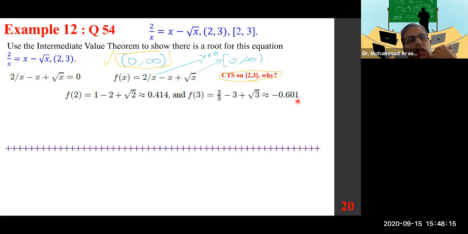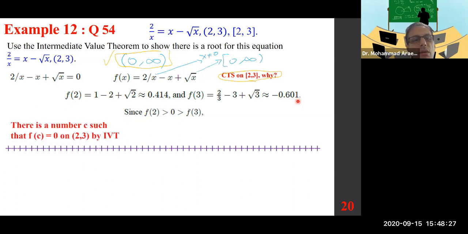So this function f of x, okay, has to go through that. So f of x equals 0. So there is a number c such that f of c is 0 on the interval of 2 to 3 by IVT, intermediate value theorem. I can't emphasize this enough, class.